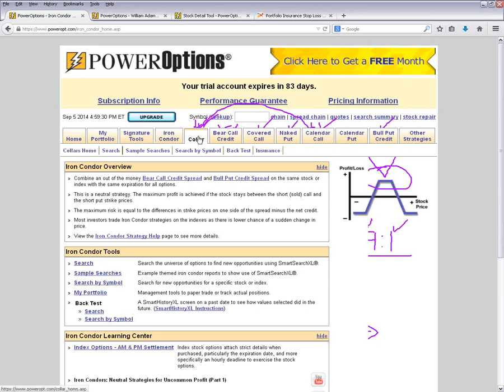Same with the collar. Of course, we're buying stock, but we're protecting it with a put and selling an at- or out-of-the-money call, still being able to get a 2 to 3% return and have protection in place. That's why it's one of my favorite strategies as well. So in a low volatility market, you think, okay, we want to buy positions, and that's right.